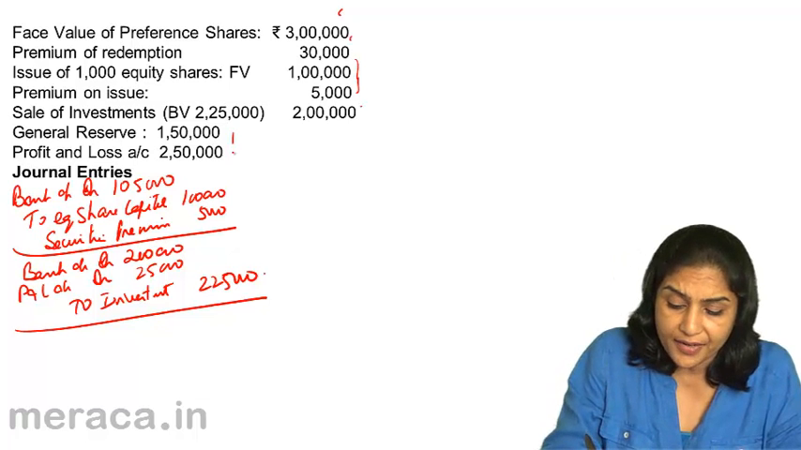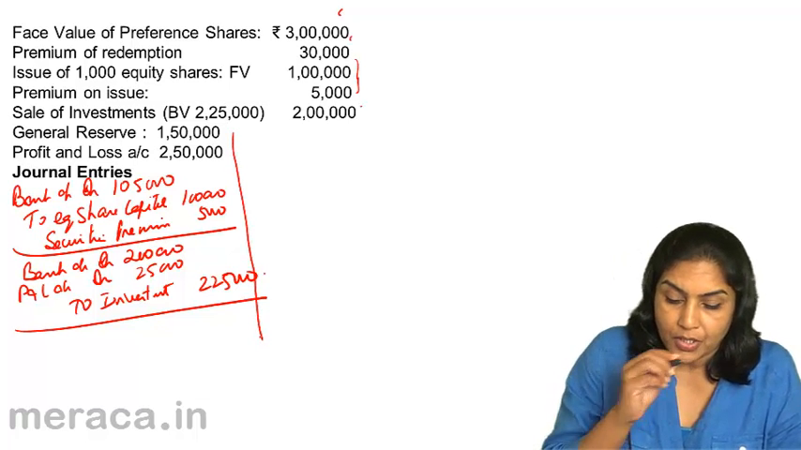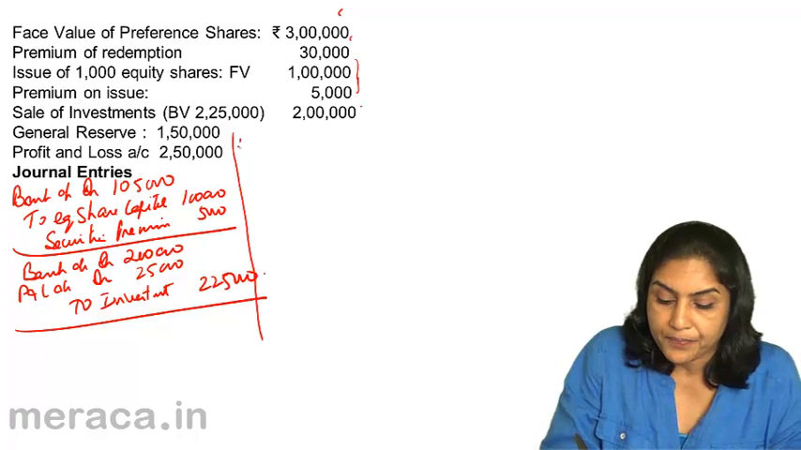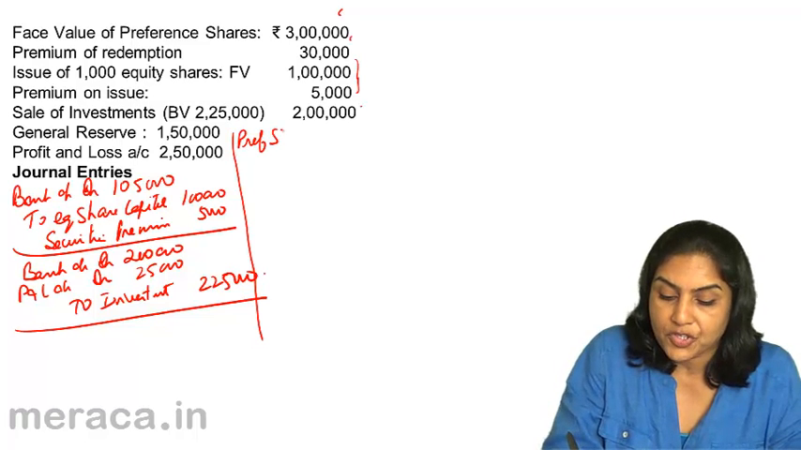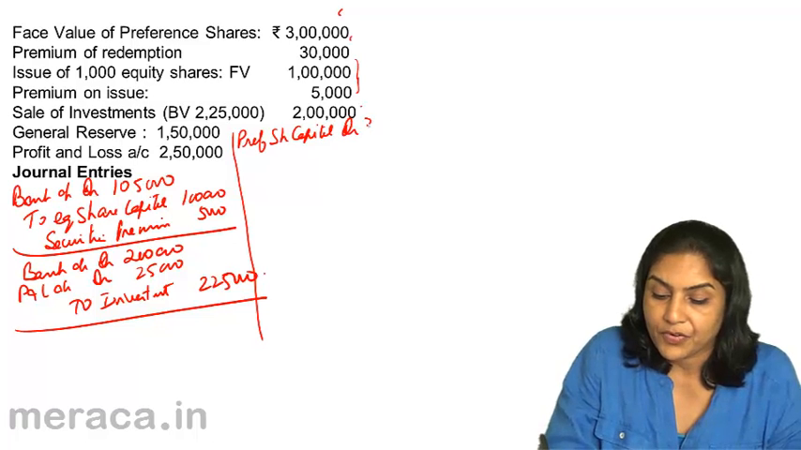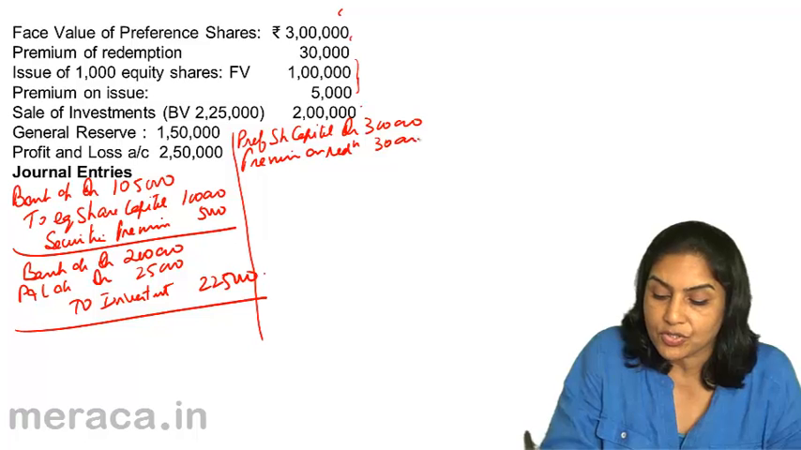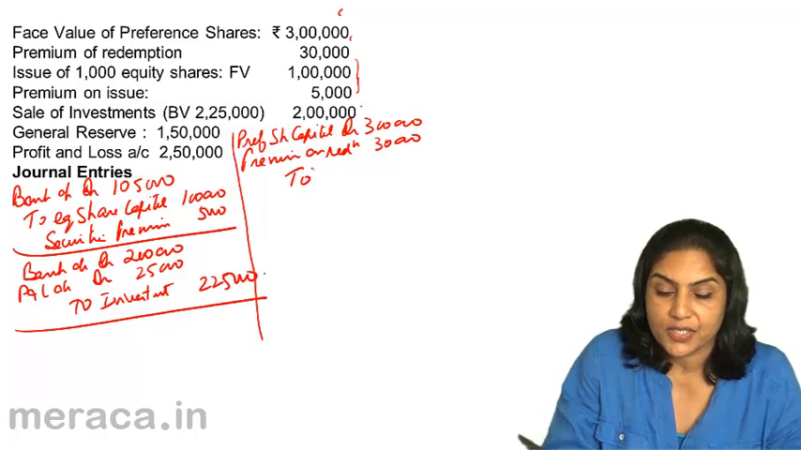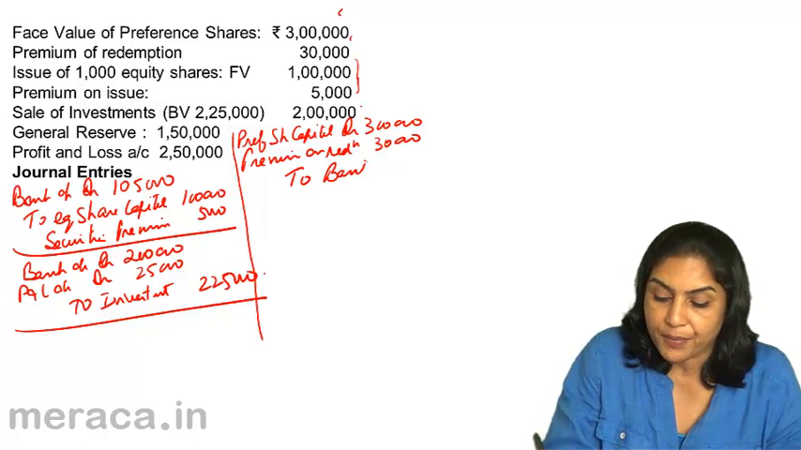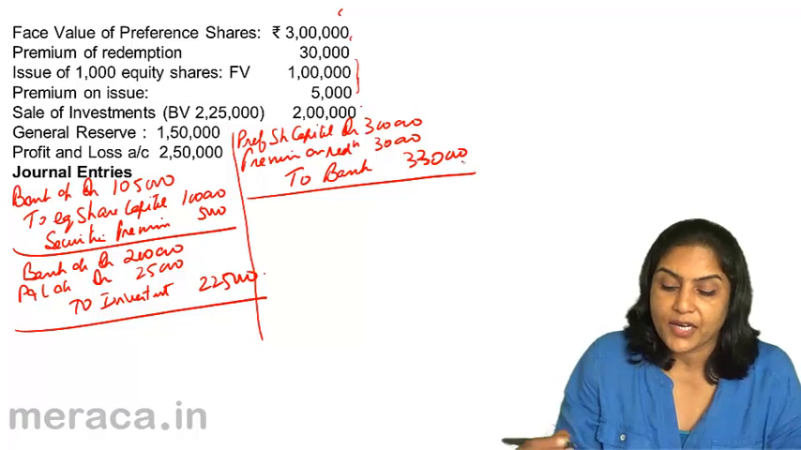So what is the entry for that redemption? Redemption entry would be preference share capital account debit 3 lakh, premium on redemption of preference shares 30,000 to preference shareholders account, debit to bank 3,30,000. I've just omitted one entry.